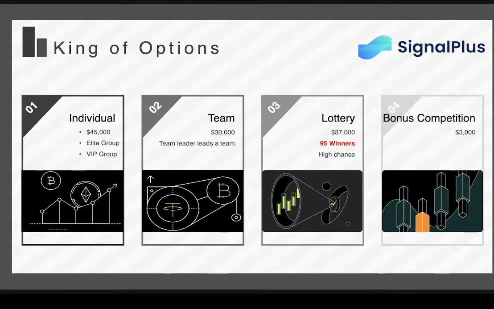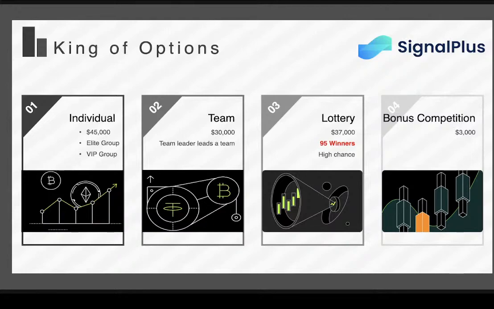The third type is the lottery after the competition. When a trader has met a volume requirement, you will be able to join this lottery, and there will be 37,000 worth of prizes to be distributed to all winners, and there will be 95 winners, which is quite a lot in terms of a lottery. So there is a very, very high chance to be able to win a spot in the lottery.